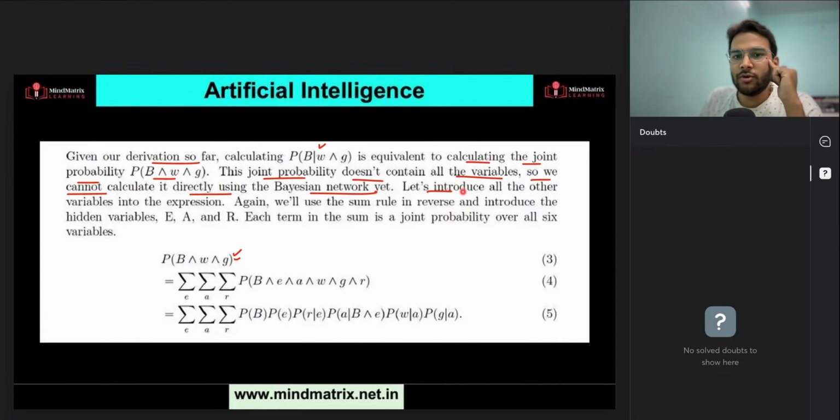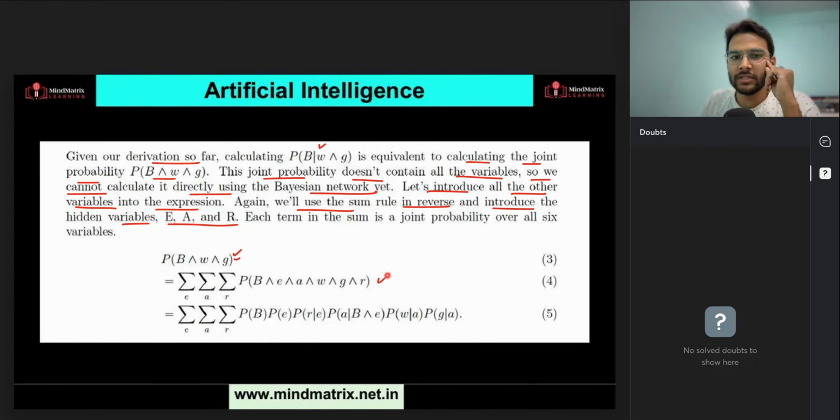Okay, so let's introduce all the other variables into the expression. So A, E, R are your hidden variables, so we have included those variables also. Now again, when we are introducing those variables, we will use the sum rule in reverse and introduce these hidden variables E, A, R.